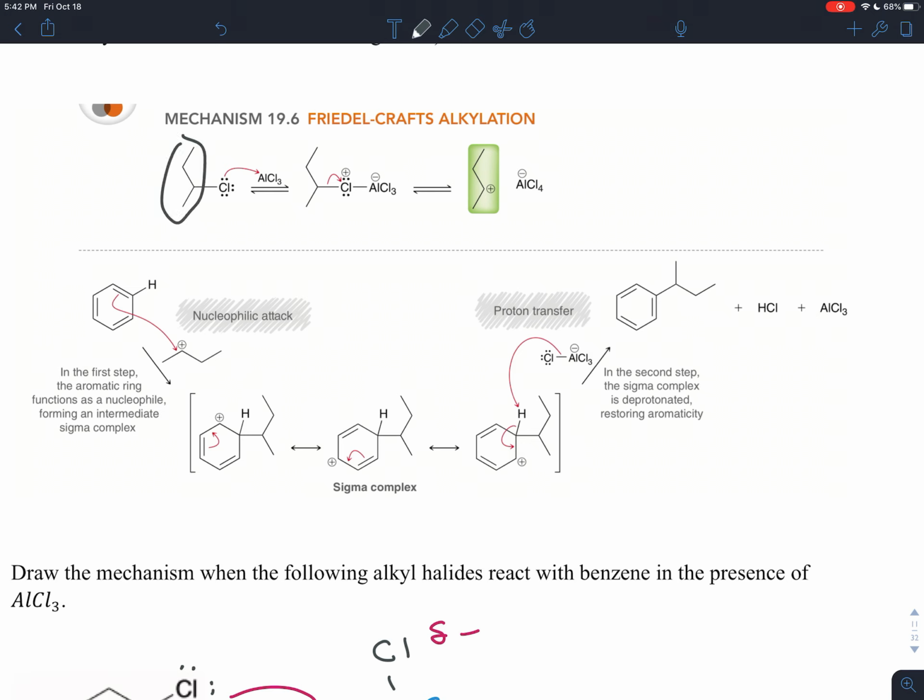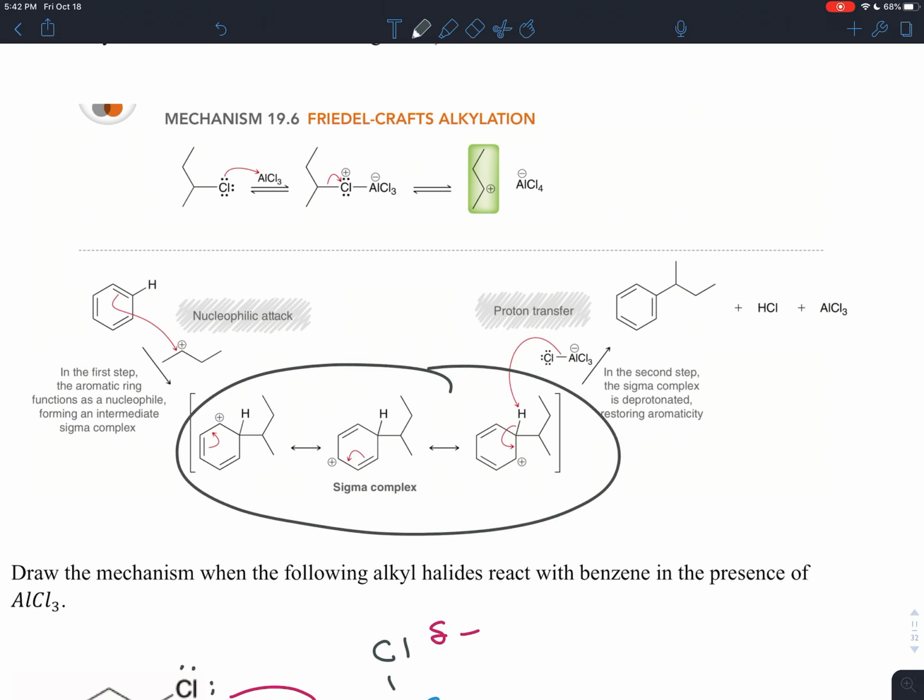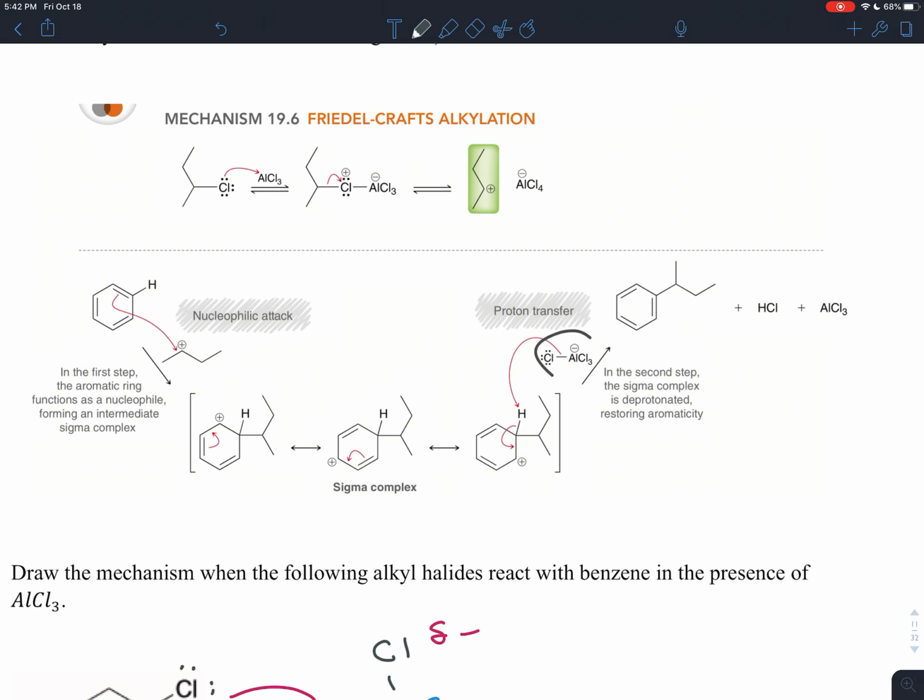But let's just review. You have some carbon chain with a halogen on it. It creates this high energy intermediate, which ultimately creates an awesome electrophile. Benzene attacks the electrophile, forms a resonance stabilized sigma complex, and there's a base that comes by to restore the aromaticity. So you end up with a carbon chain now on your benzene ring.